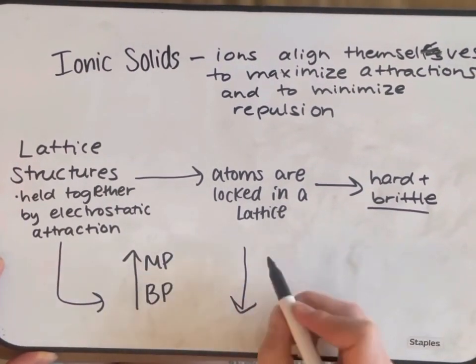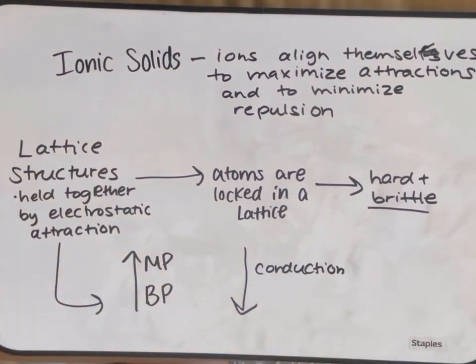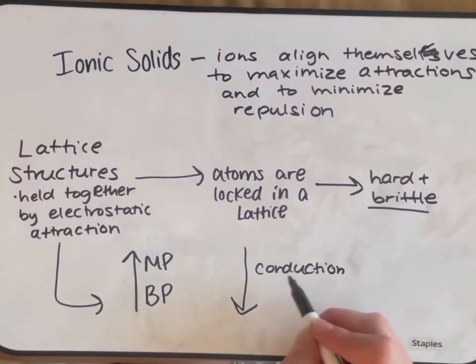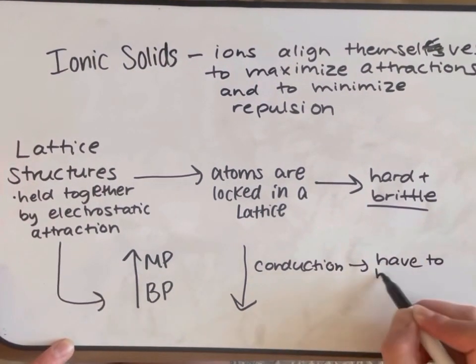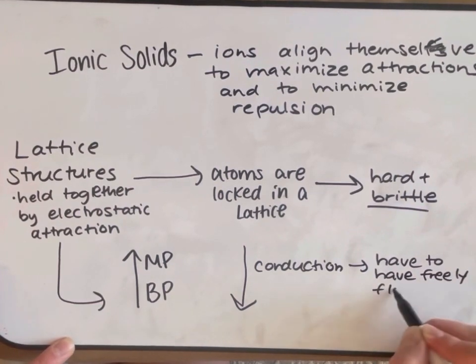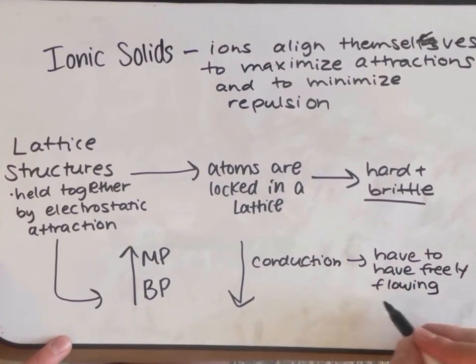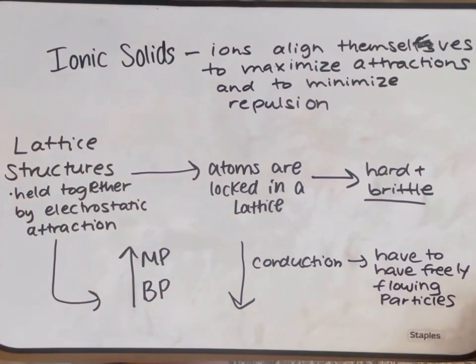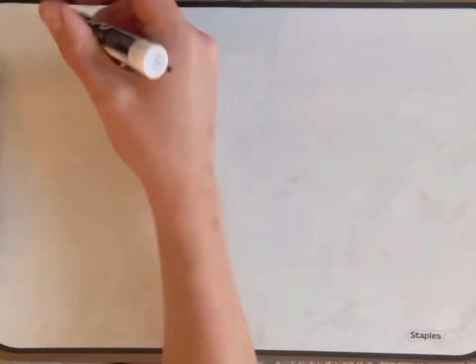Another thing about lattice structures is that they have a high melting point and boiling point and a low conductivity, because the atoms are so tightly packed together that there's no space for electricity to flow. So in order to have good conduction, you have to have freely flowing particles, which, since they're locked in, they don't have.